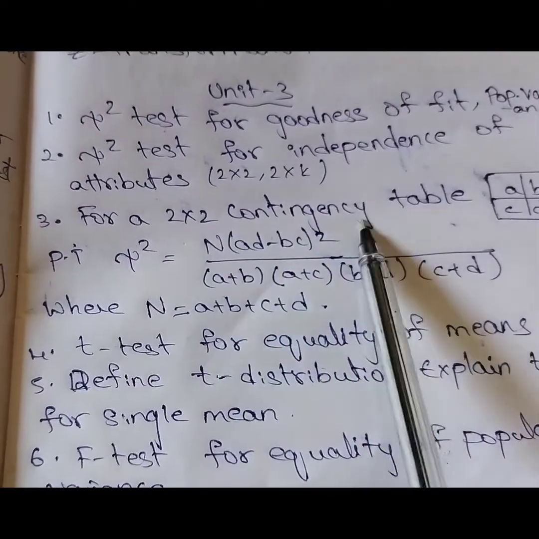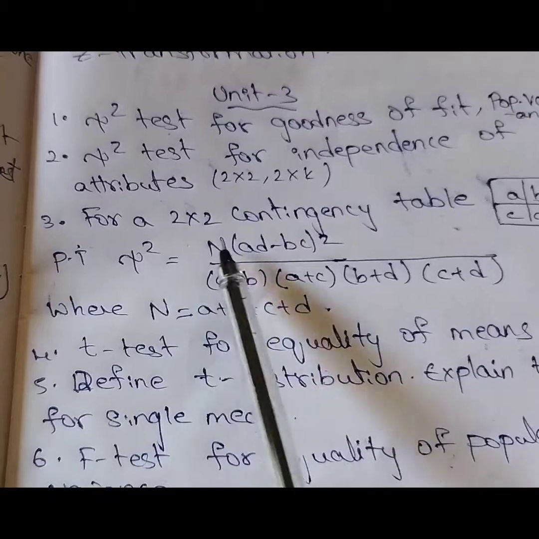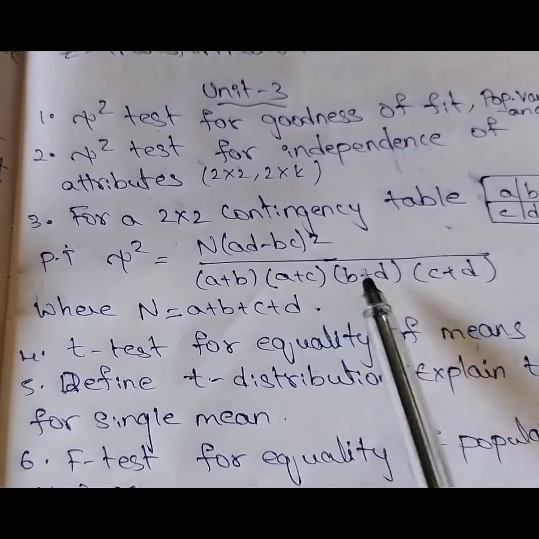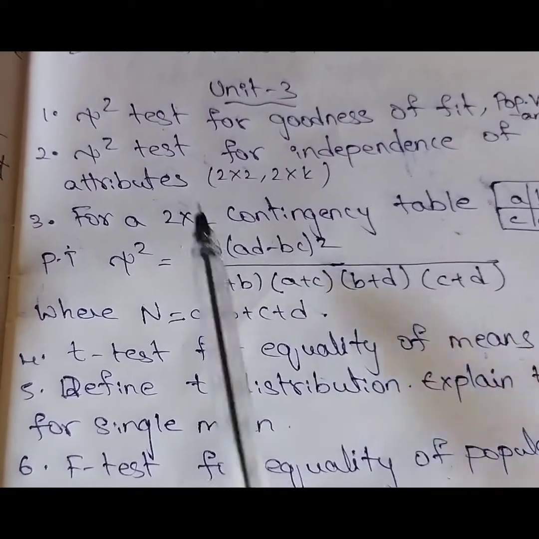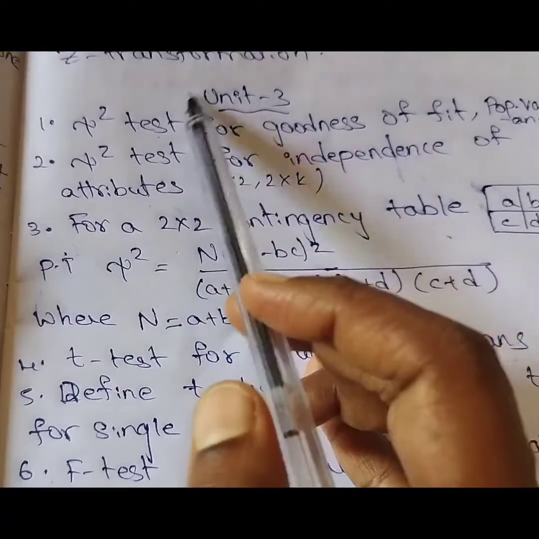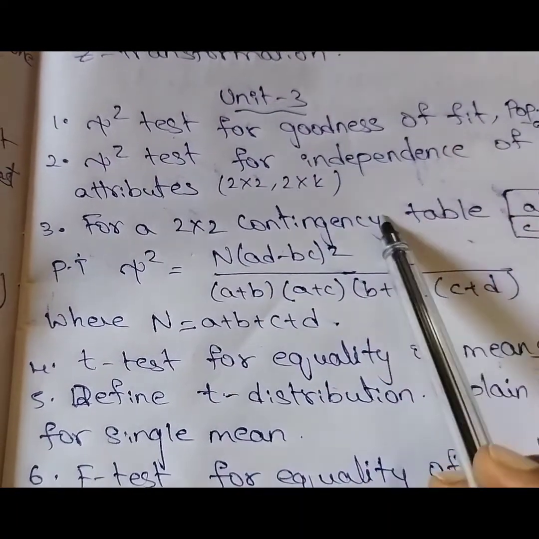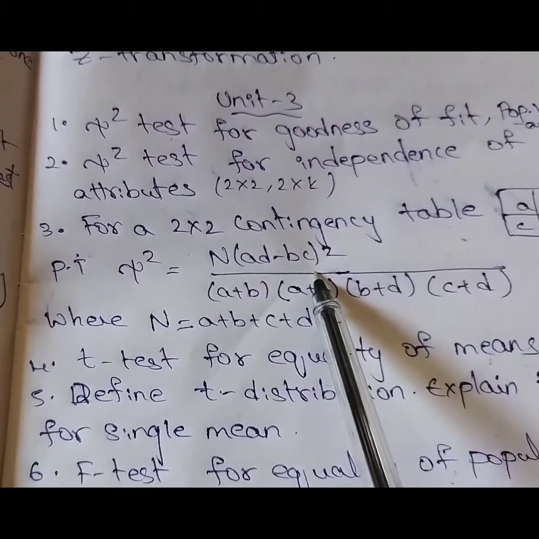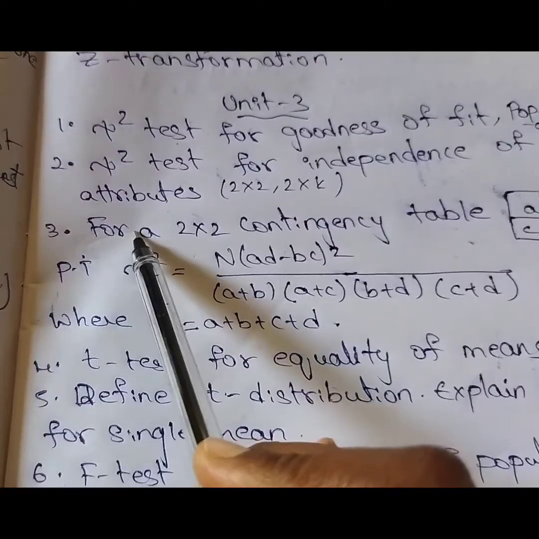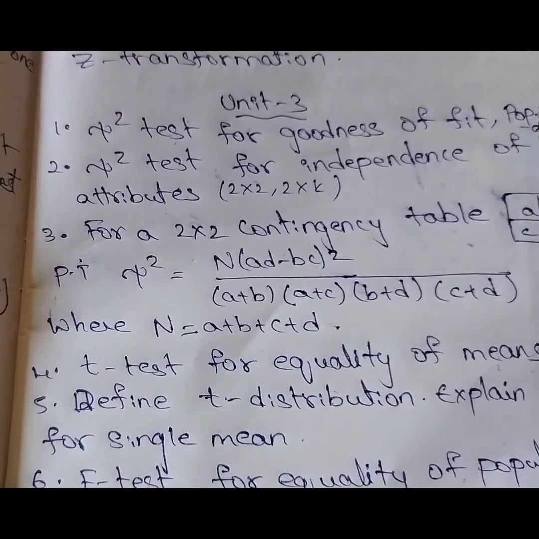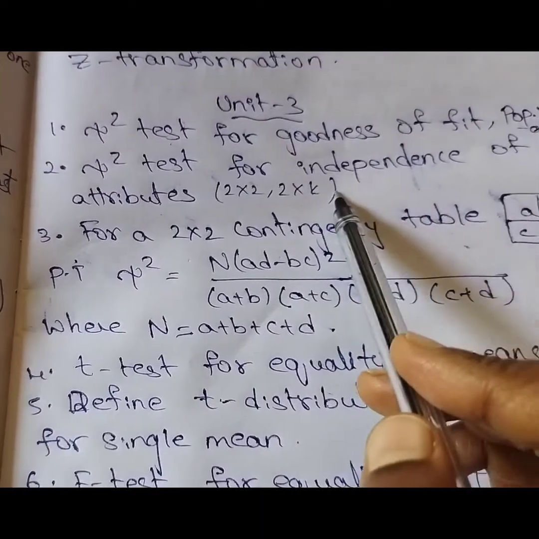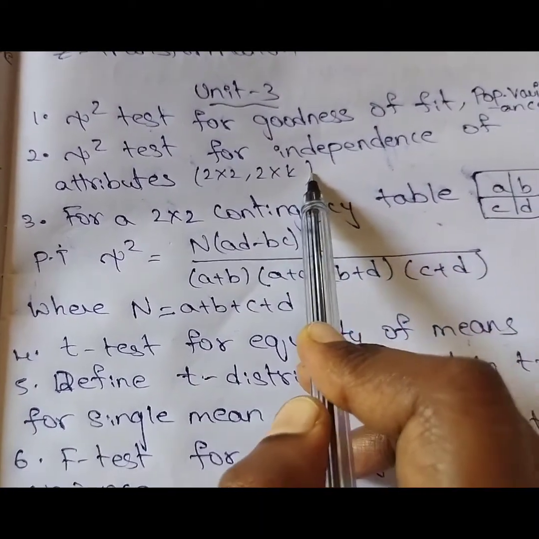For a 2 cross 2 contingency table, prove that chi-square equals n into (ad minus bc) whole square divided by (a plus b) into (a plus c), (b plus d) into (c plus d), where n equals a plus b plus c plus d. So in chi-square distributions you are having only these 4 questions. Out of these 4 questions, first one, goodness of fit, and this third one come for long answer. And chi-square test for population variance and independence of attributes you can expect for short answer.